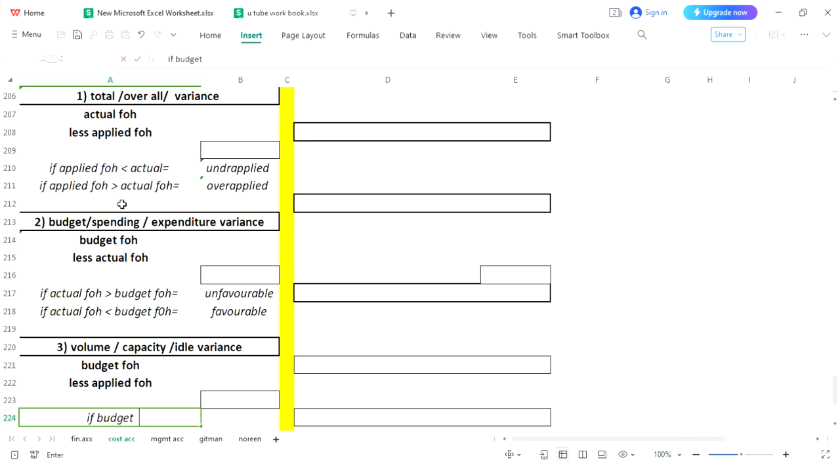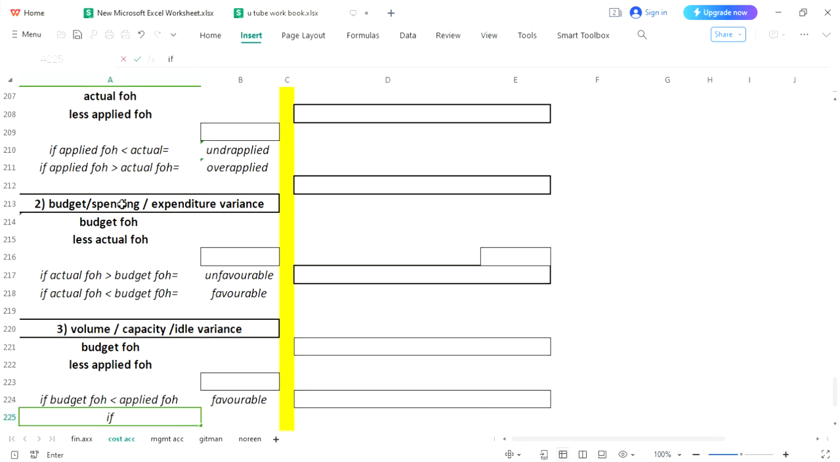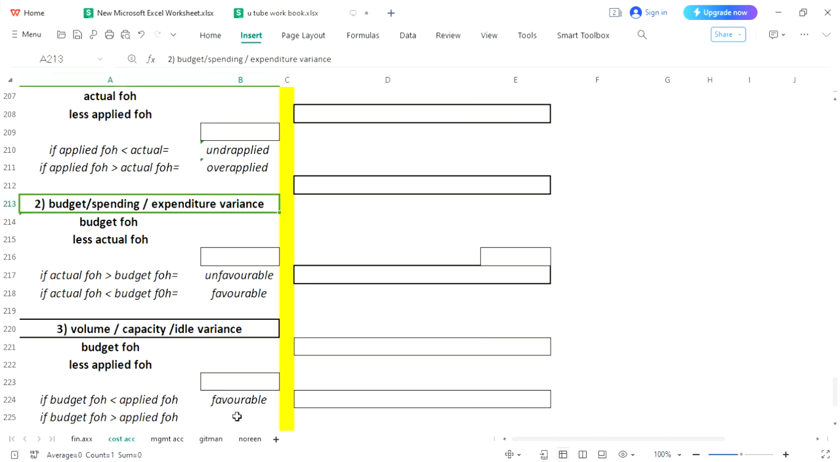So if your budget FOH is less than applied FOH, that means you have to arrange less. So it's good news, and you will call it favorable. And contrary to above, if budget FOH is greater than applied, that means you have to arrange more amount. So it would not go in your favor, and ultimately you conclude it as unfavorable.